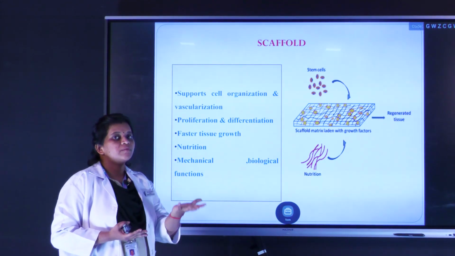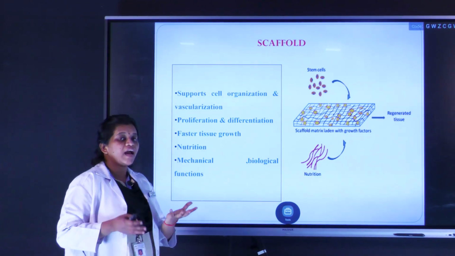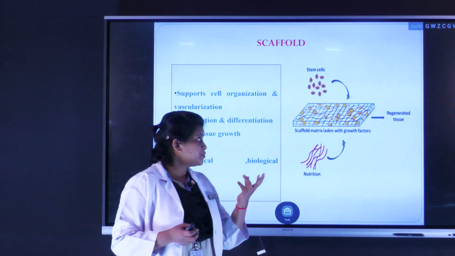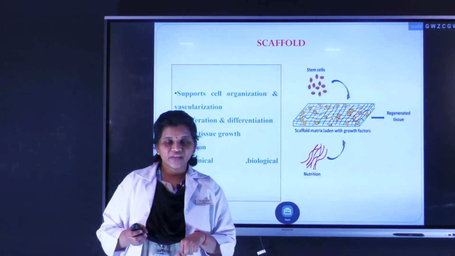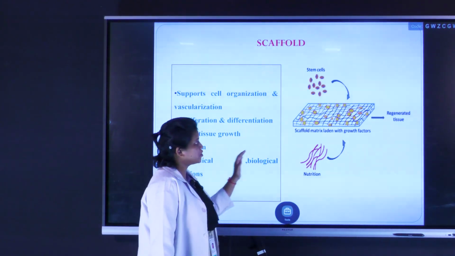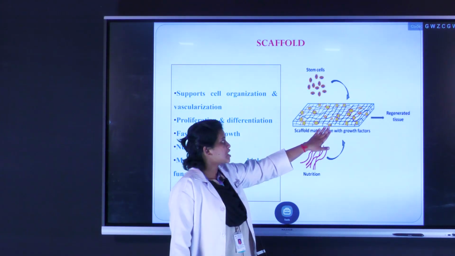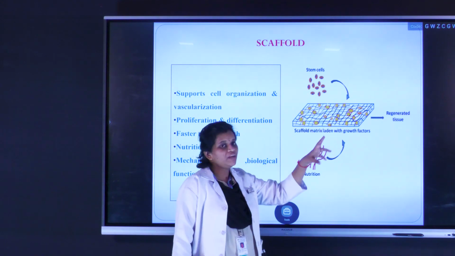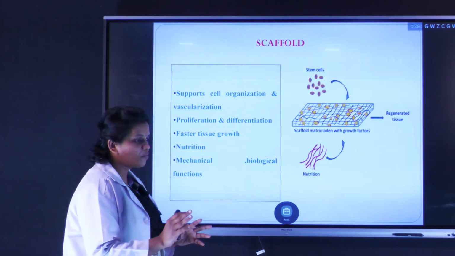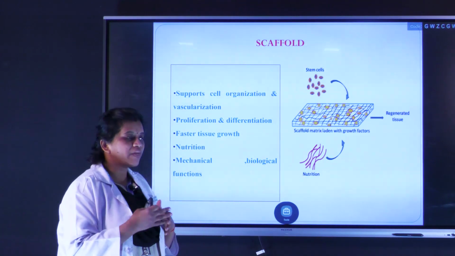It will help in giving some mechanical support, and because that scaffold also has the growth factors embedded within itself, the growth would be good because the nutrition provided by the growth factors is already embedded in the scaffold. So this also helps in aligned regeneration wherever we want the growth to take place. So the growth will be aligned rather than scattered.